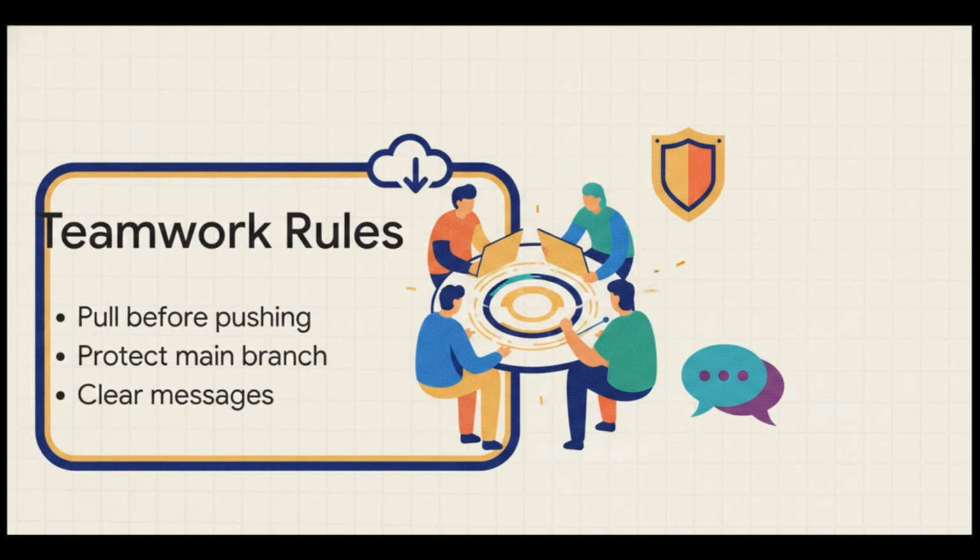And finally, here are your golden rules for teamwork. Number 1, always pull, meaning download the latest online changes from GitHub using git pull before you try to push your own updates up. This one step prevents incredibly messy merge conflicts with other developers. Number 2, never work directly on the main branch. Always use that branching safety net we just talked about. And number 3, like we just saw, writing meaningful commit messages prevents huge team confusion.